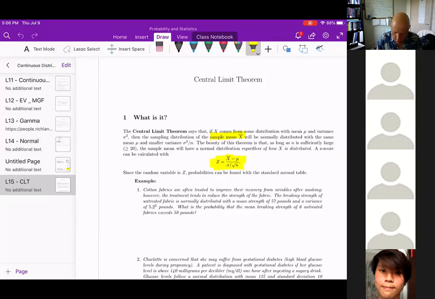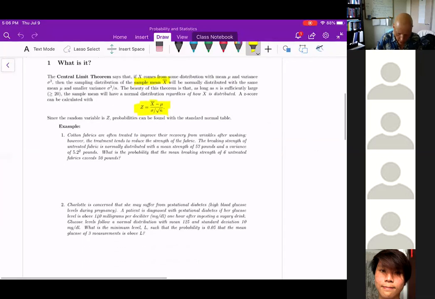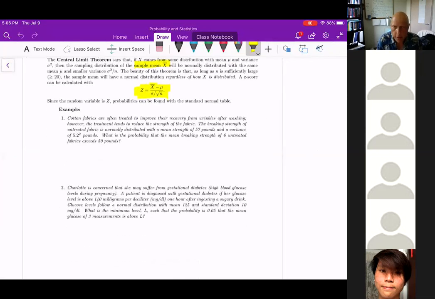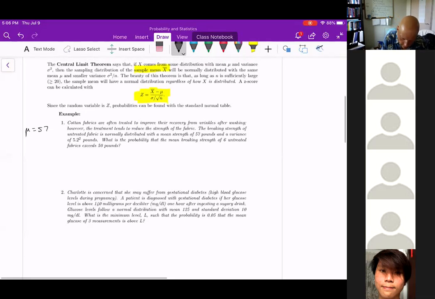Cotton fabrics are often treated to improve their recovery from wrinkles after washing. However, the treatment tends to reduce the strength of the fabric. The breaking strength of untreated fabric is normally distributed with a mean strength of 57 pounds. So as I go through, I tend to write what's given. So I know mu is 57, and a variance is sigma squared, and this is 5.2 squared. Now that implies if I square root both sides, sigma is 5.2.